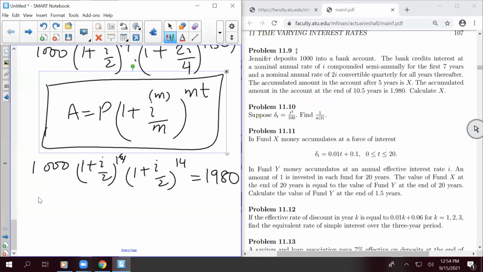Okay, this can be simplified. These two powers combine into a 28. No, it's 2y, but it was 2y by 4. That also became i by 2. So 1000 times (1 plus i by 2) to the 28 is 1980. All right.